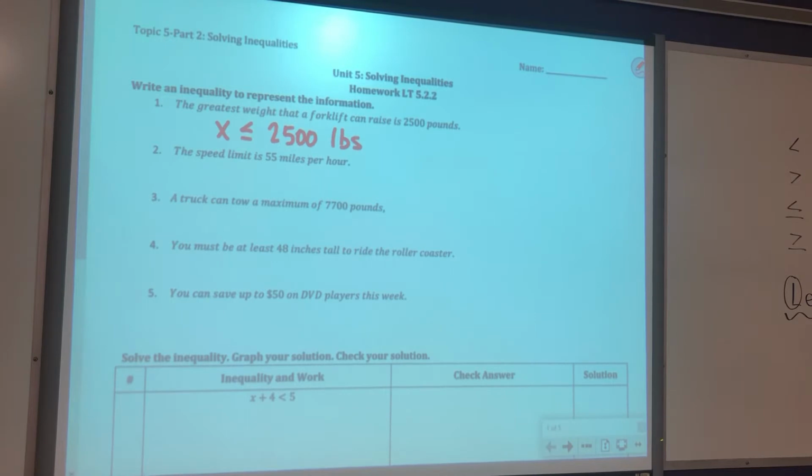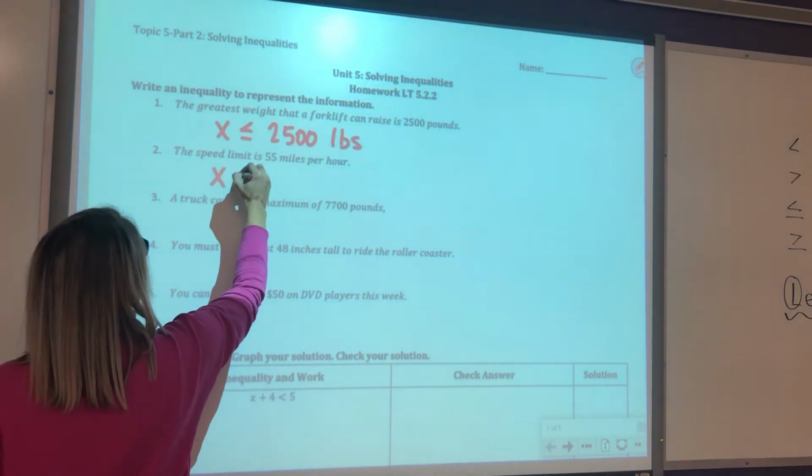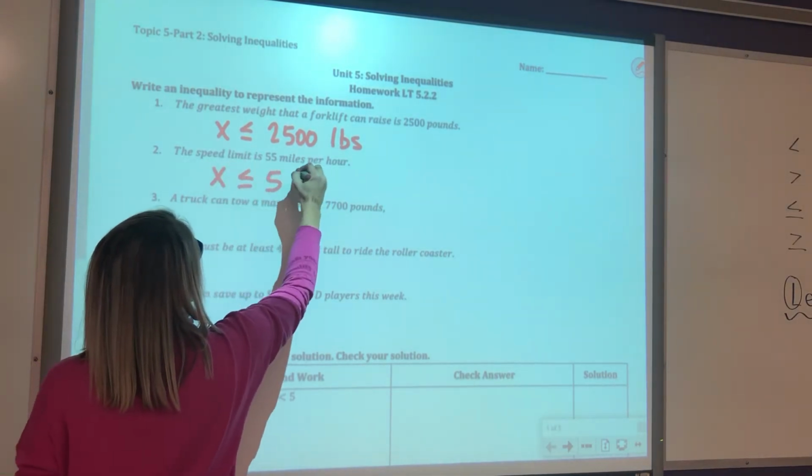The speed limit is 55 miles per hour. X is less than or equal to 55.